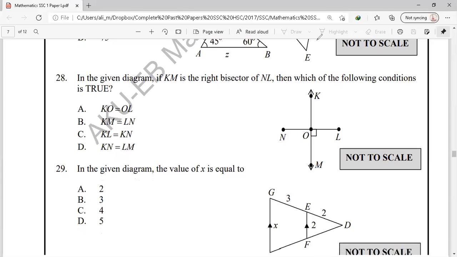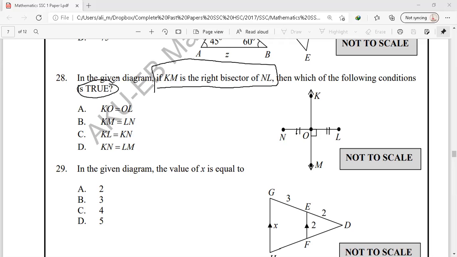Let's see question number 28. In this question number 28, KM is the right bisector of NL. KM is a right bisector. This means that we have 90 degrees here, and these two segments would be equal to each other. So we have to find the correct condition.